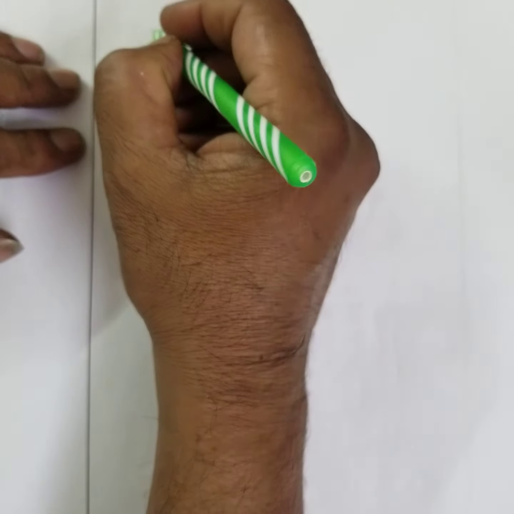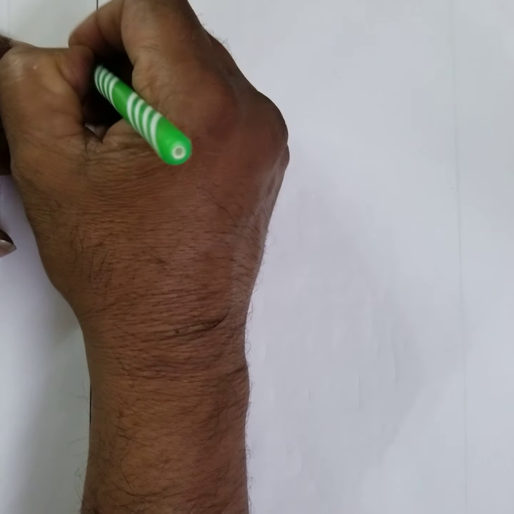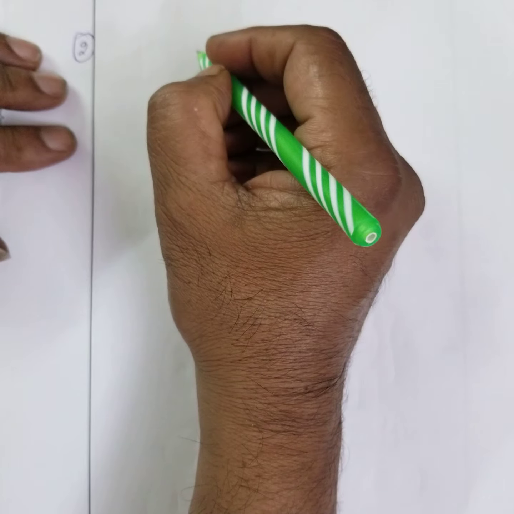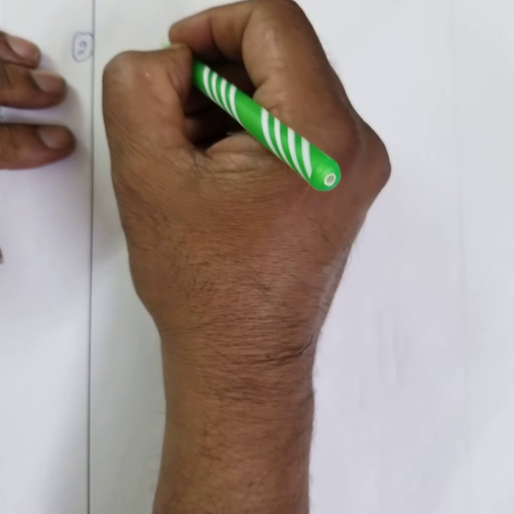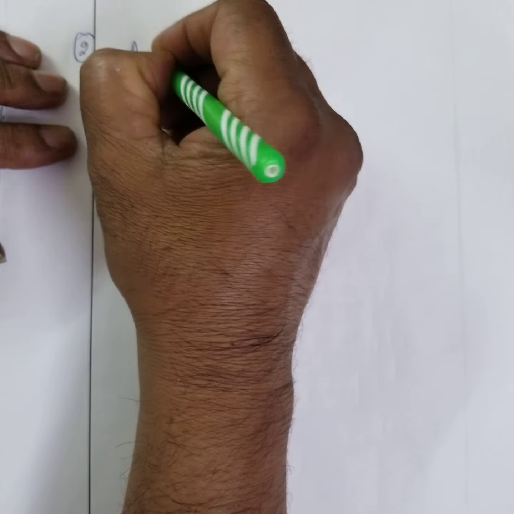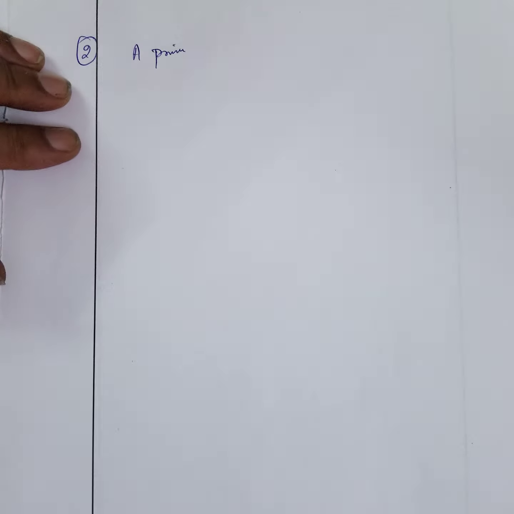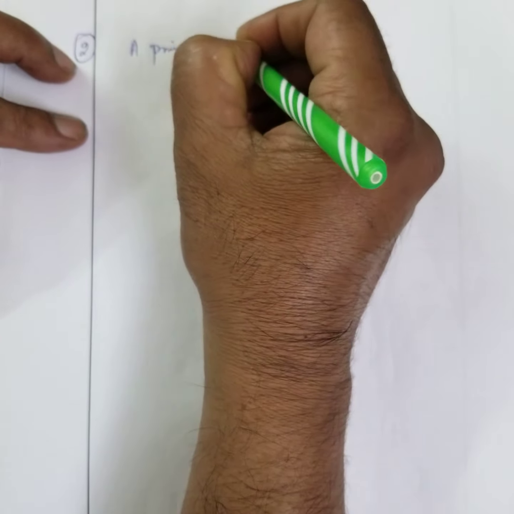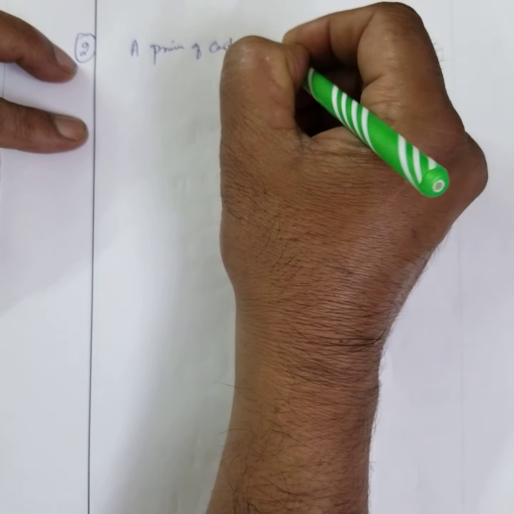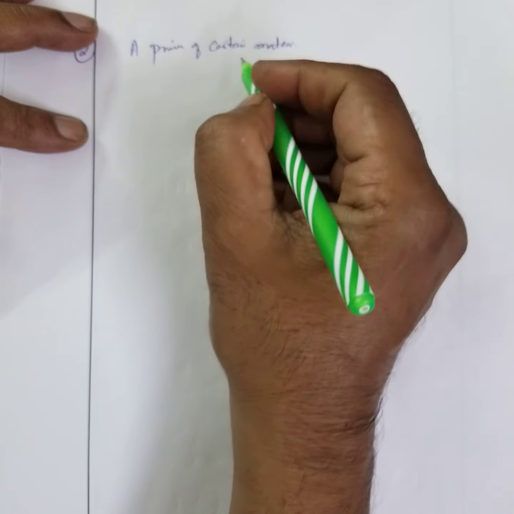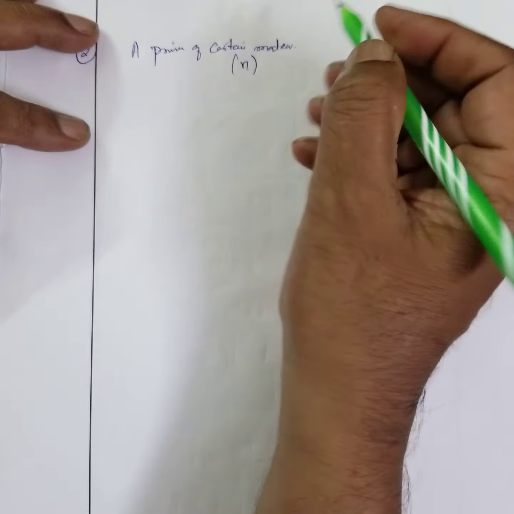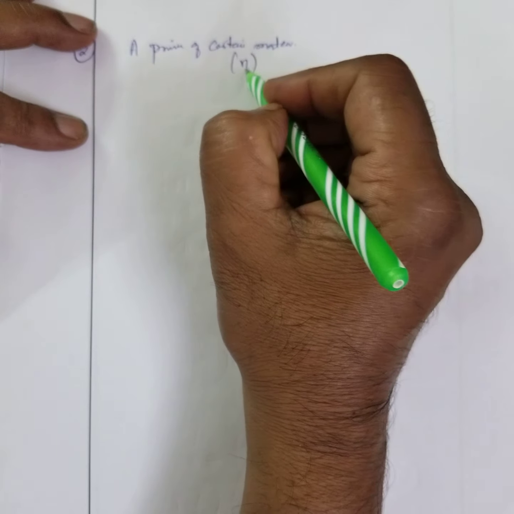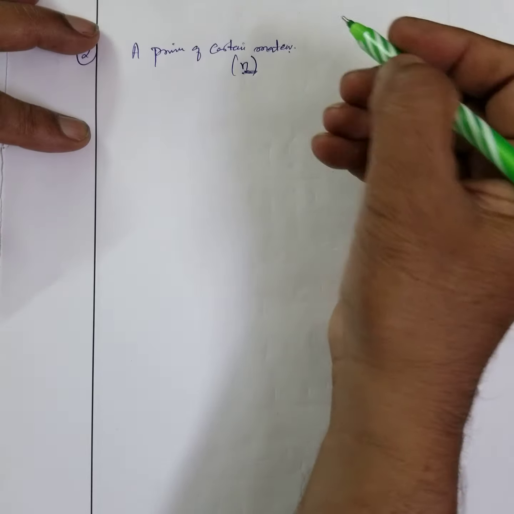A prism problem, this one. A prism of certain material produces an angle. See, they have given that there is a prism of certain material. When I say certain material, it means you have to find out the refractive index. Or sometimes they may give the refractive index directly.